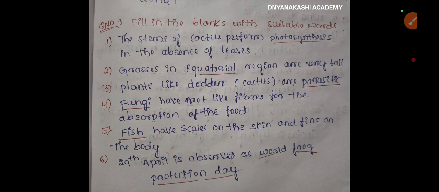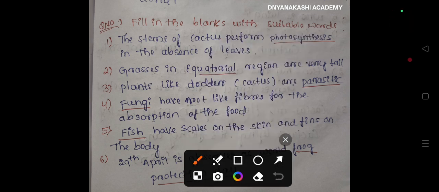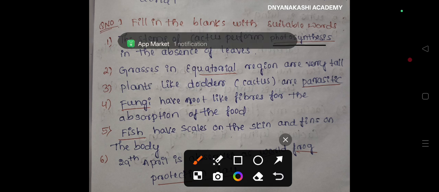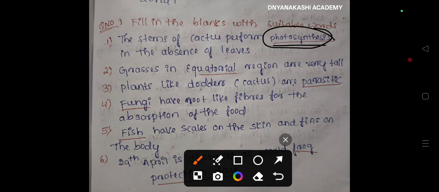First question is like this: the stem of a cactus dash in the absence of leaves. The suitable word is photosynthesis. Fill in the blanks: the stem of a cactus performs photosynthesis in the absence of leaves. The right answer is photosynthesis.